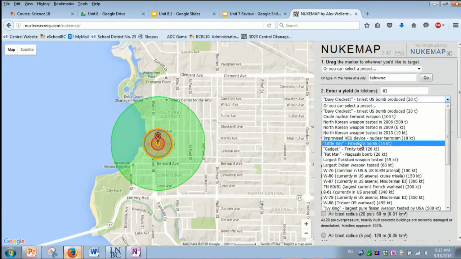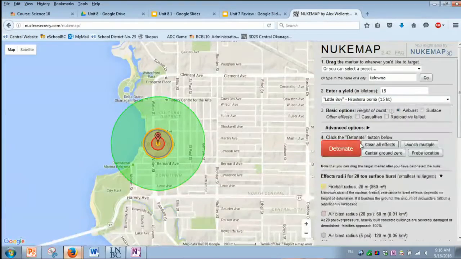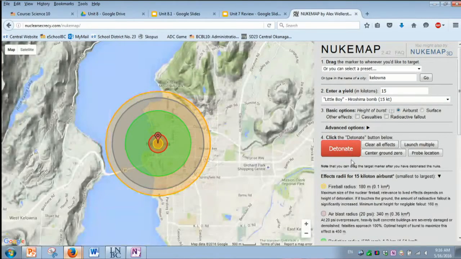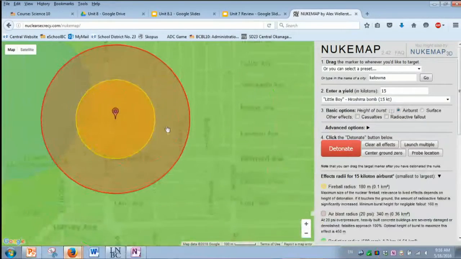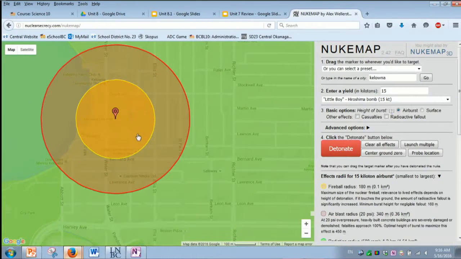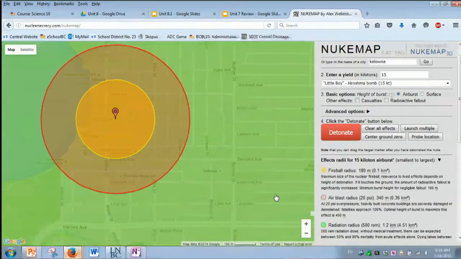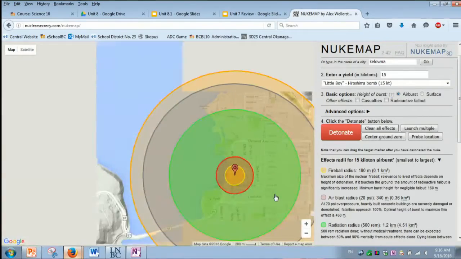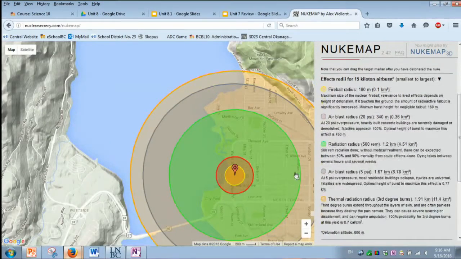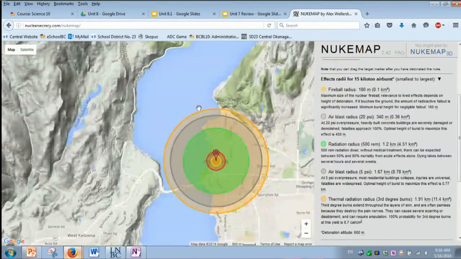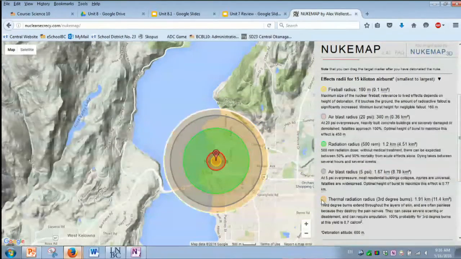Little Boy was the bomb that they dropped on Hiroshima. So this is the bomb that ended the Second World War. Everything inside this little yellow circle on the very inside would be a fireball, everything incinerated in that zone. Air blast would knock over everything in the red circle. And then again, everything in the green circle would be irradiated. And everything in this yellowy circle on the outside would receive third-degree burns.